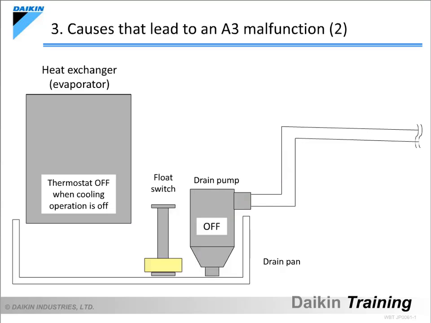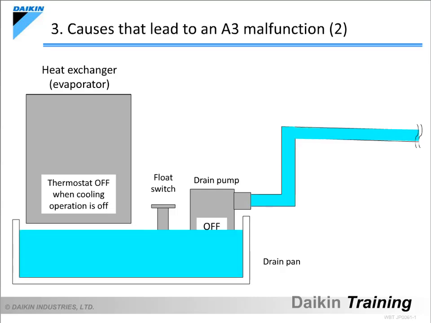Now, let's take a look at another cause. During a period when cooling operation is off and the thermostat is off, if water flows backwards from the drain piping for some reason, the float switch will detect an abnormal water level. The drain pump is not usually operating when the thermostat is off.